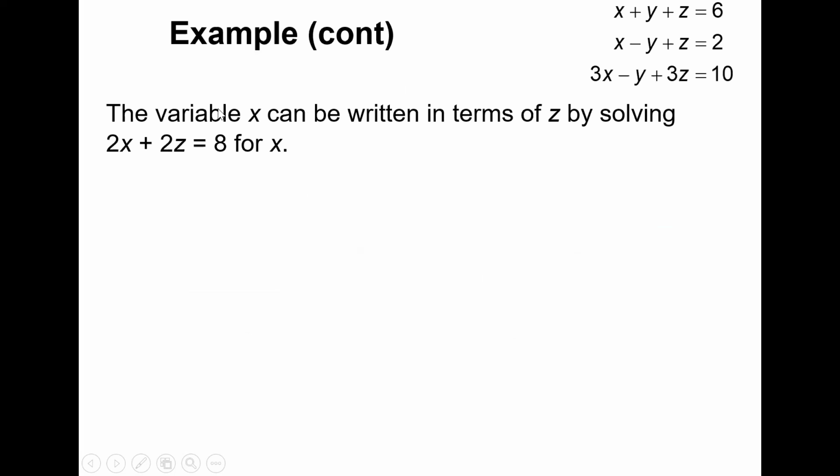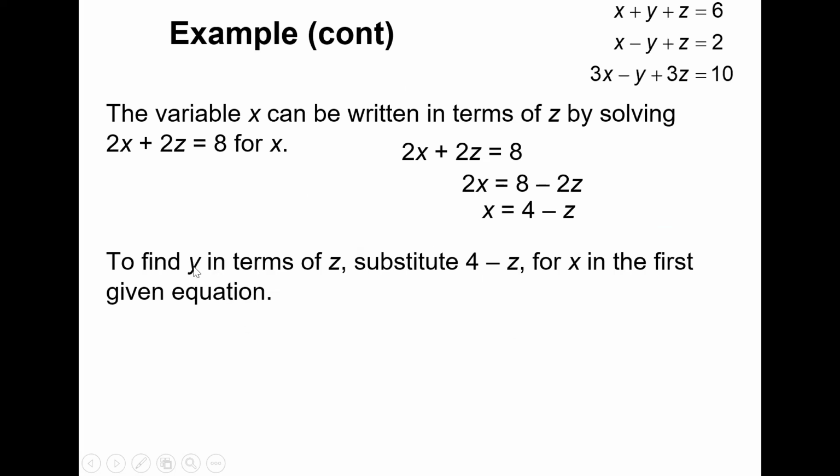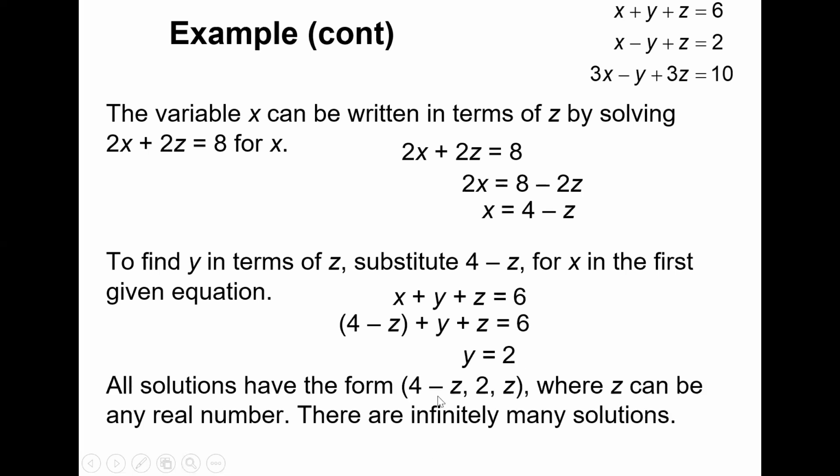And so what we can say is the variables can be written in terms of z by solving here. So 2x plus 2z equals 8. Solve for x is 4 minus z. All right, so to find y in terms of z, we're going to substitute that in for x in the first equation. And so if we do that, then we get y equals 2. And so the solution set is (4 minus z, 2, z). And that's going to be whatever z we plug in, that's going to be the solution to our equations.